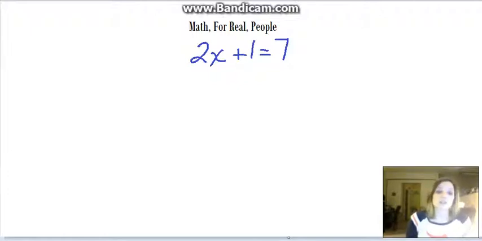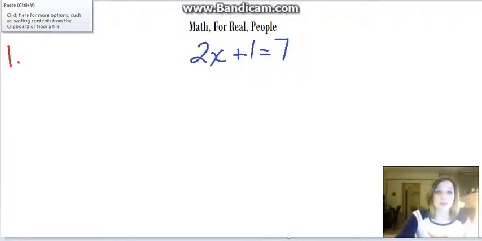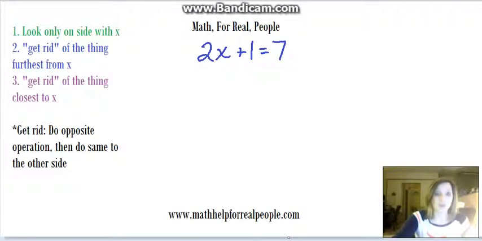We're going to look at this step by step, and you want to think first, what is going on the side of the equal sign with my variable? So that is your first step. And then I'm going to show you the steps written all out. So here are all your steps, so let's follow them one by one.